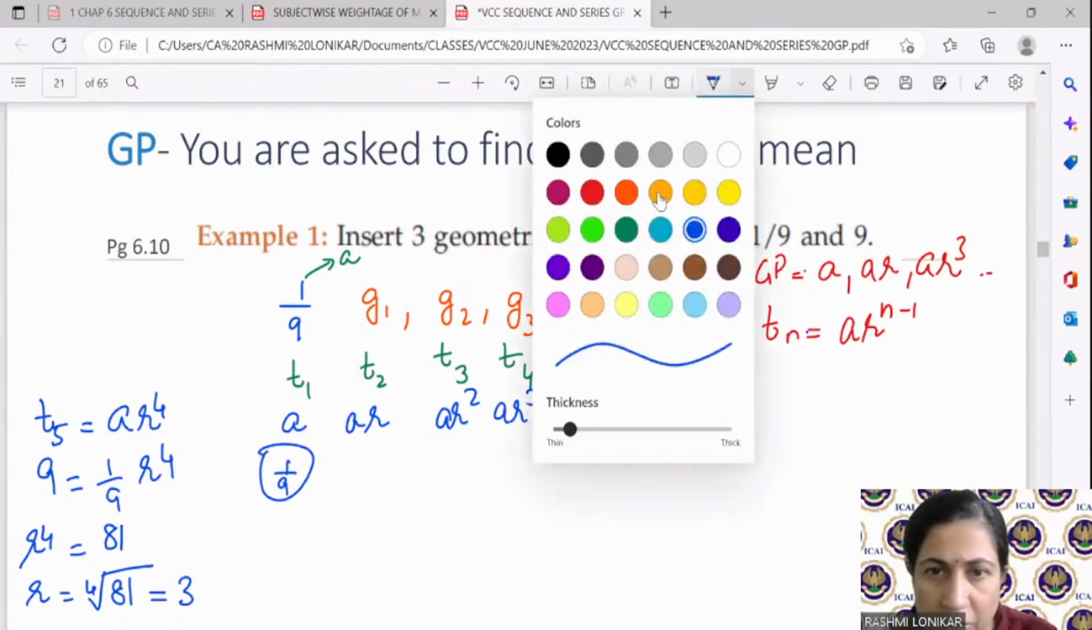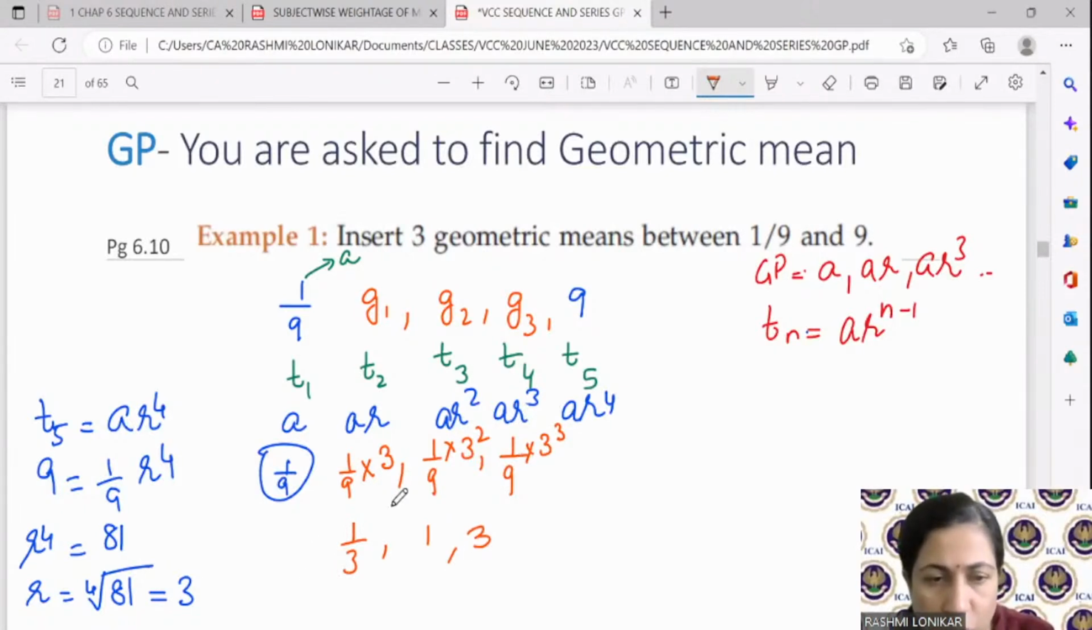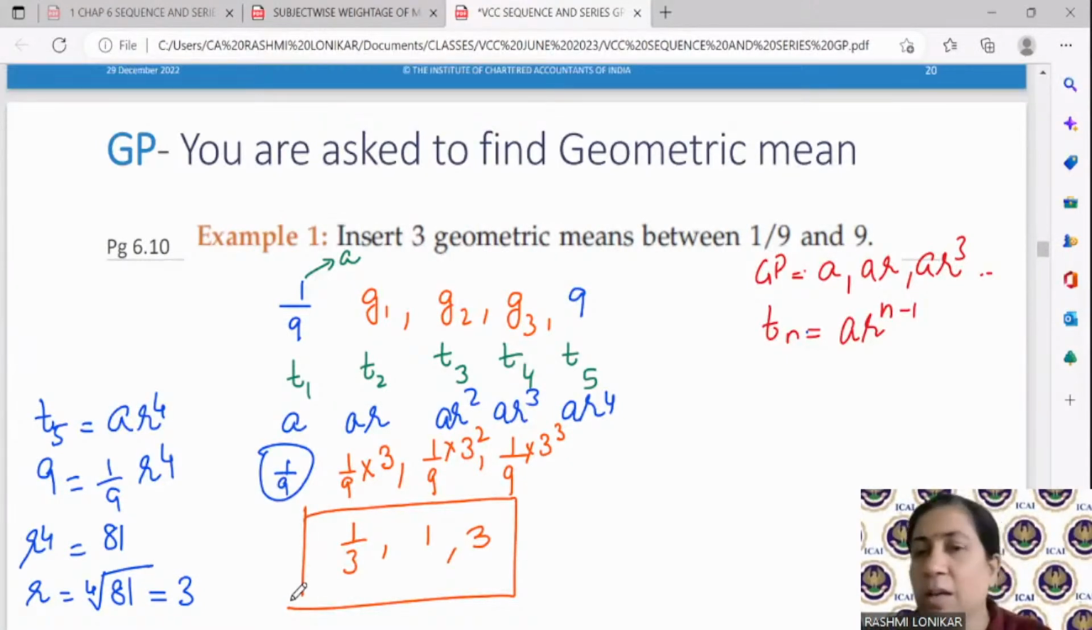So which will be the geometric means here? This is equal to 1 by 9 into 3. This will be equal to 1 by 9 into 3 square. This will be equal to 1 by 9 into 3 cube. So 3 by 9 is 1 by 3. This is equal to 1 and this will be equal to 27 upon 9. So the answer is 3. So these are the 3 geometric means that you can insert in the given time.